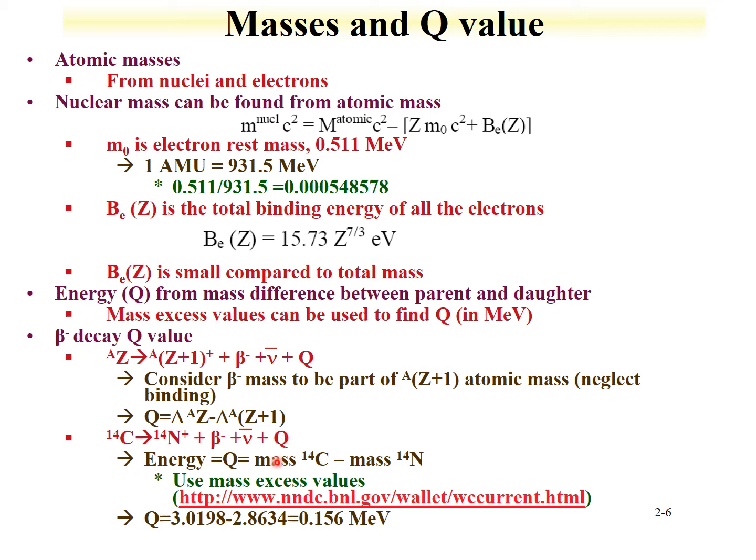Rearrange the equation, solve for Q. So Q is equal to the carbon-14 mass excess minus the nitrogen-14 mass excess. We can look up mass excess values from this site, and we plug in those values and we get 3.0198 minus 2.8634 is equal to 0.156 MeV. These values are in MeV. So now we have a route for calculating energies for decays, and we've shown that we can calculate the Q value for the beta decay of carbon-14.